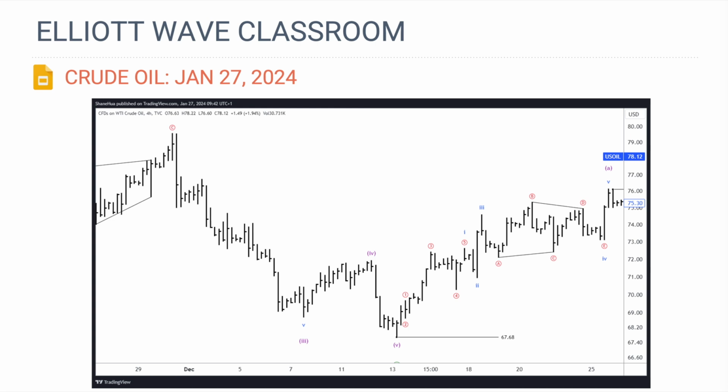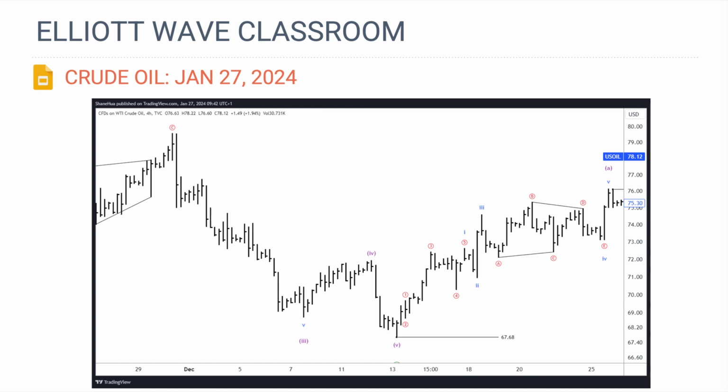There is a rule about impulse waves clearly stated: wave 4 never ends within the price territory of wave 1. Yes, I'm talking about the termination point of wave 4, not the subdivision of wave 4. So check the chart again.